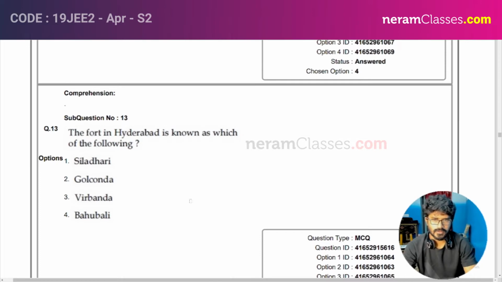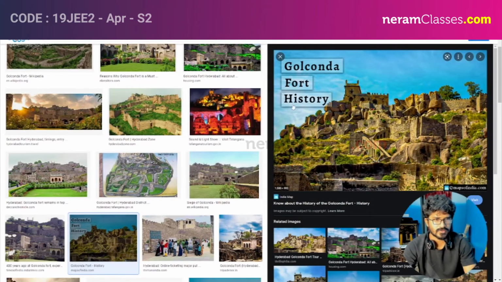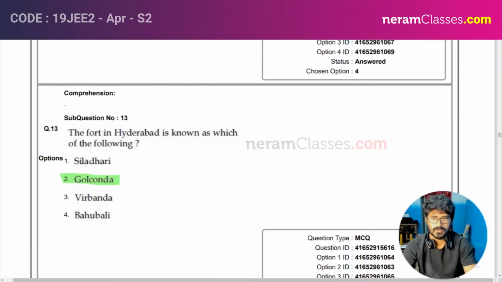The fort in Hyderabad is known as which of the following? Siladhari, Golconda, Virbanda, Bahubali. The answer for this question is Golconda Fort. I'll show you the image. This is the image of Golconda Fort, which is located in Hyderabad. So the answer is option 2.